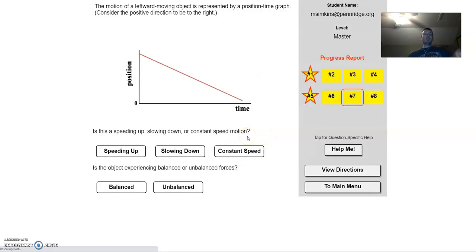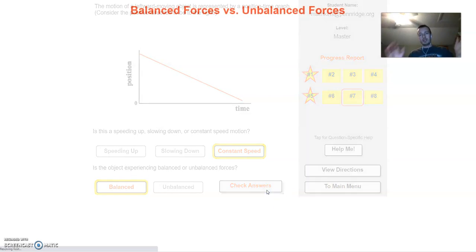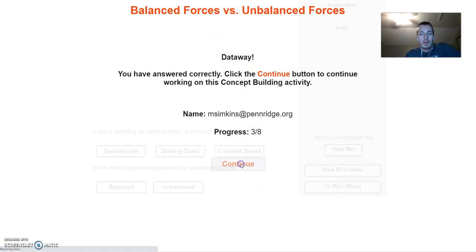Okay, here we go again. Now this one, you notice the graph is straight. A straight graph means constant speed. You got it. And if you're moving at a constant speed, the forces must be balanced, because if there is no unbalanced force, there is no reason to change what you are doing. So let's cop another star for that one right there.